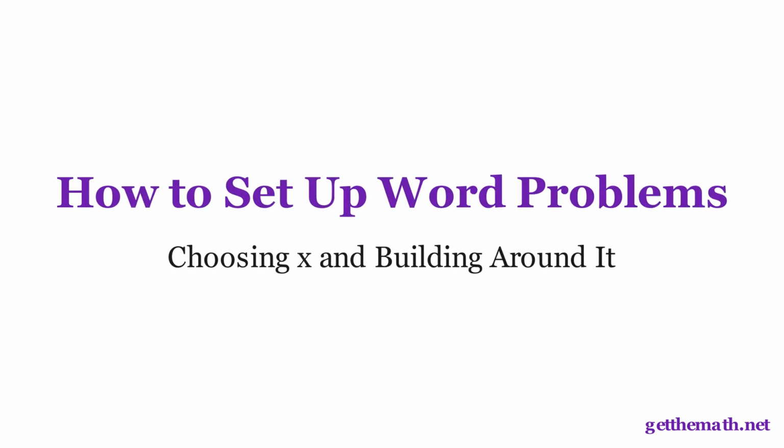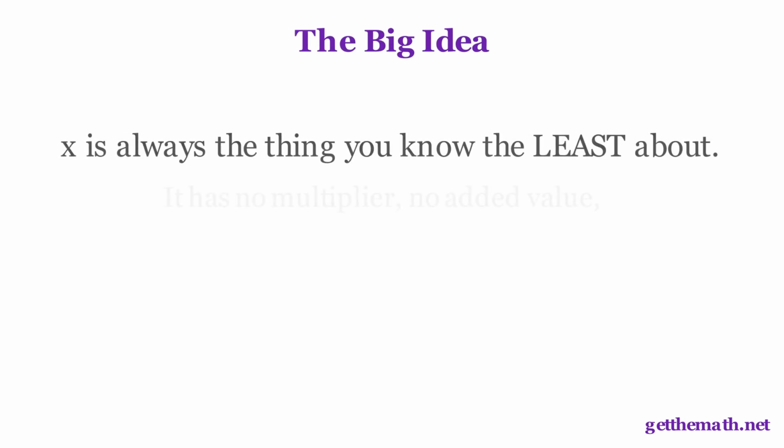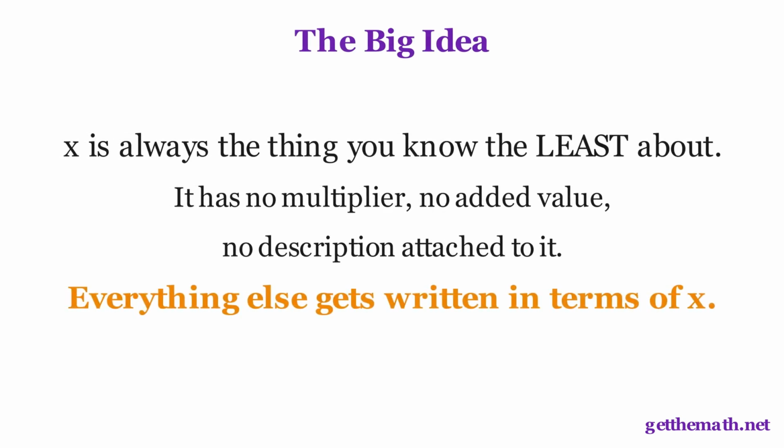Before you can solve a word problem, you have to set it up. And that means deciding, what is x? Here is the big idea. X is always the thing you know the least about. It is the value the problem gives you no direct information on. Everything else in the problem gets described in terms of x.